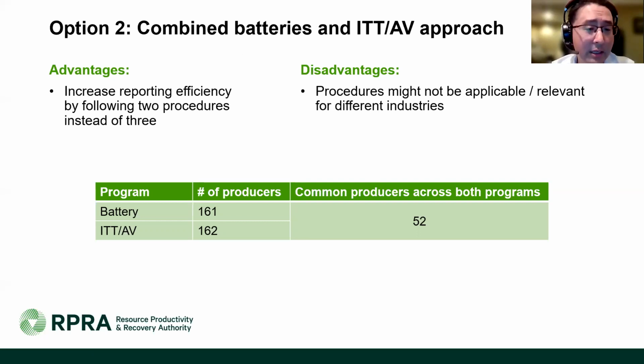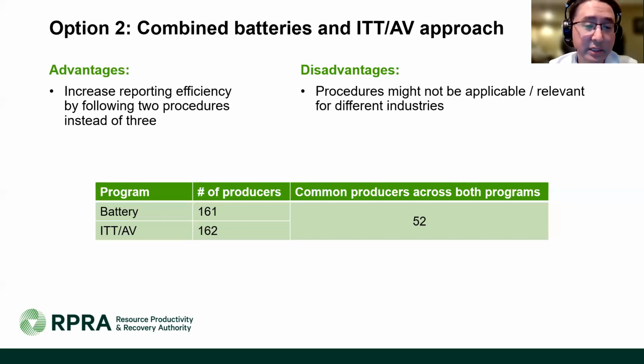In addition, we look at the producers who are currently registered in each program. Out of the 161 battery producers registered so far and 162 ITTAV producers registered so far, we find that about one third, so 52 producers in the two programs, actually supply both battery and ITTAV.